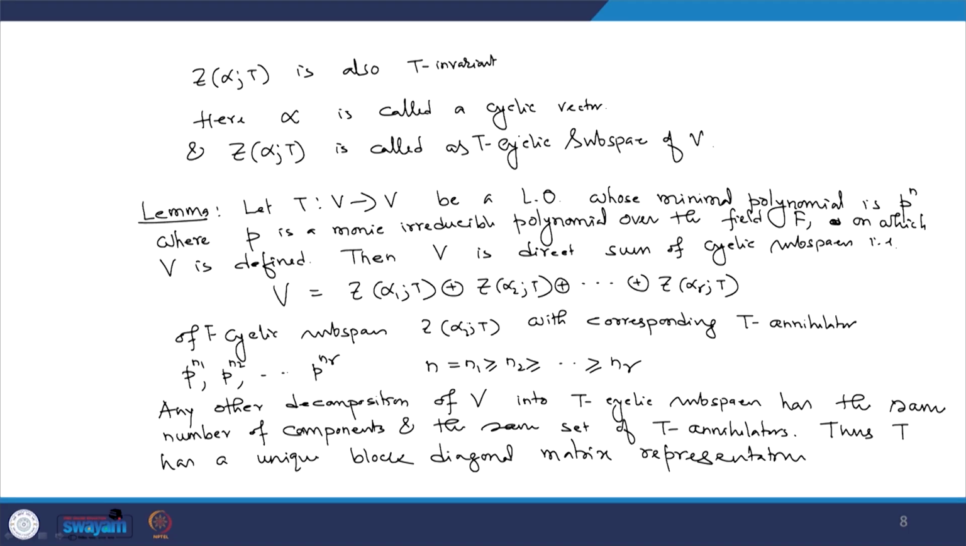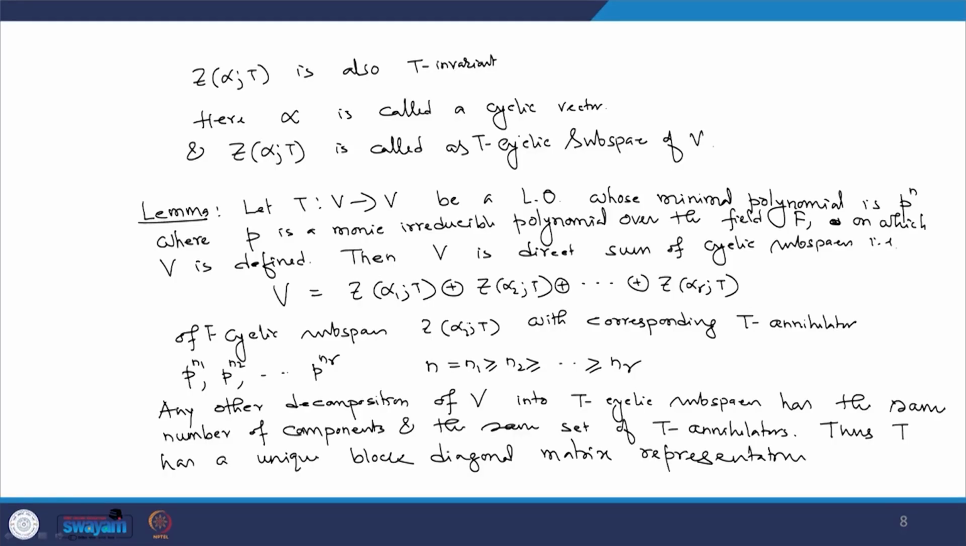Okay, so we see that when you consider a non-zero vector alpha, then we can introduce the T cyclic subspace Z(alpha, T). Now, in this spirit, there is a very classical result, and following this result there is also another interesting result which basically talks about the block diagonal representation of the linear operator defined over a finite dimensional vector space.